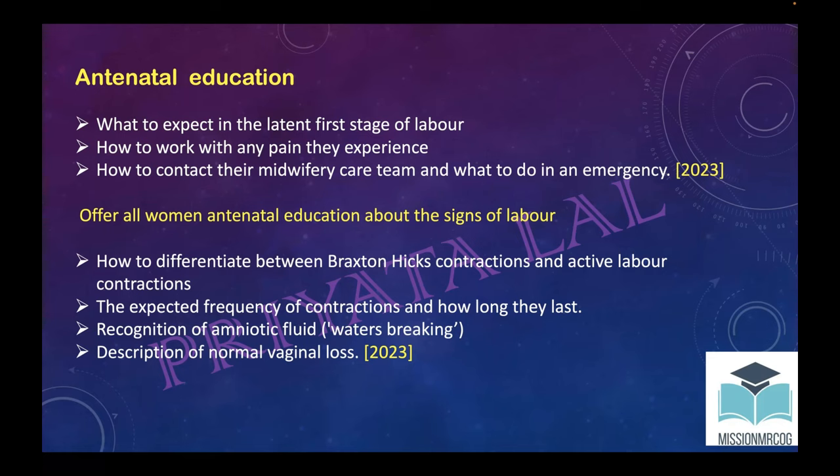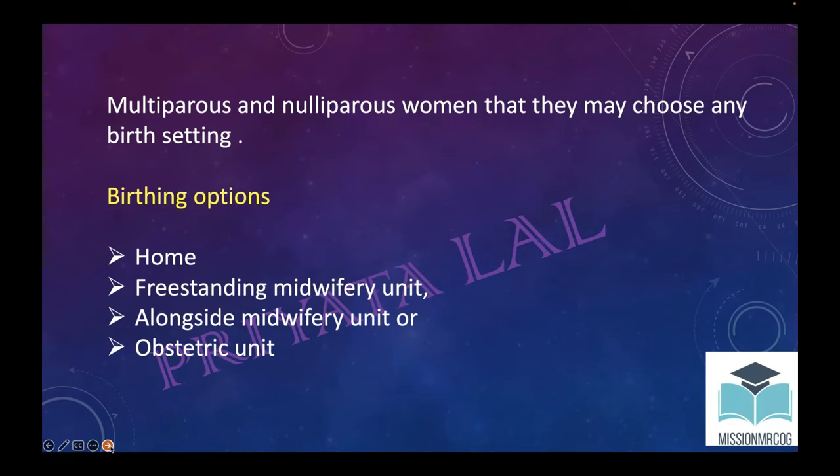Then in the UK, there are settings where the patient can deliver. Both multipara and nullipara may choose their option of setting. In the UK, it is always chosen by the patient, not decided by the doctor. So there are four settings: home birth is allowed, there is a freestanding midwifery unit, an alongside midwifery unit, and the obstetric unit.